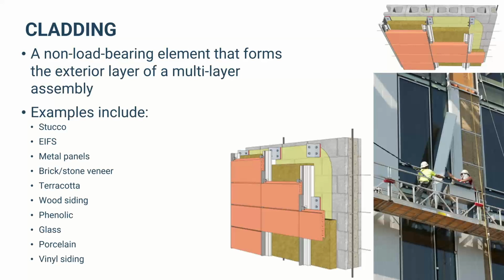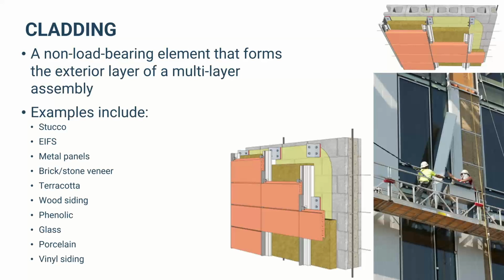So when we say cladding, we're talking about really the non-load bearing element that forms the exterior layer of the assembly, right? So this is really just what you see. This is what's supposed to look good. So it could be stucco, could be EIFS, metal panels, brick or stone veneer, terracotta, wood siding, phenolic panels. Like there's tons of different examples. It's an exterior layer, so it's meant to hold up to UV and weather.